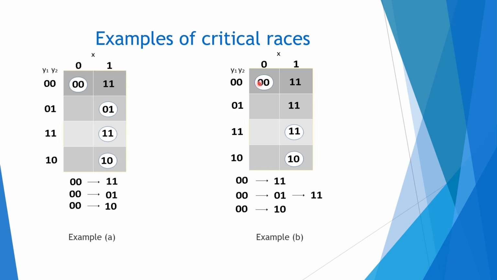And this is an example for critical races. Here you can see there are different stable states according to the input changes. So it is called critical races. Again you can see there are different stable states for this transition table. So it is called critical races. And this should be avoided because that is a malfunction of the circuit.